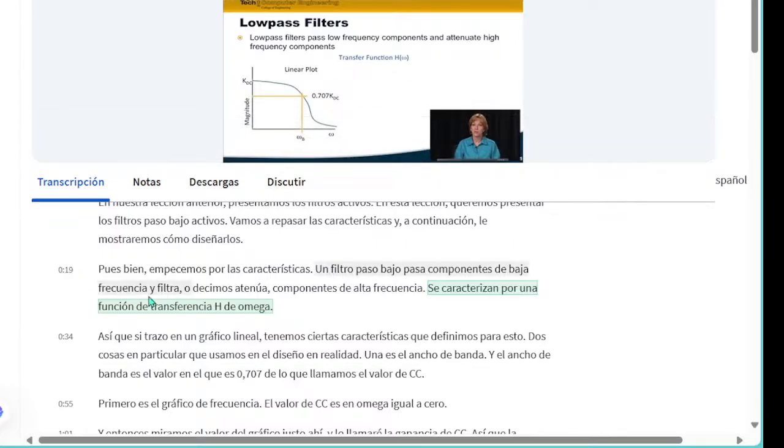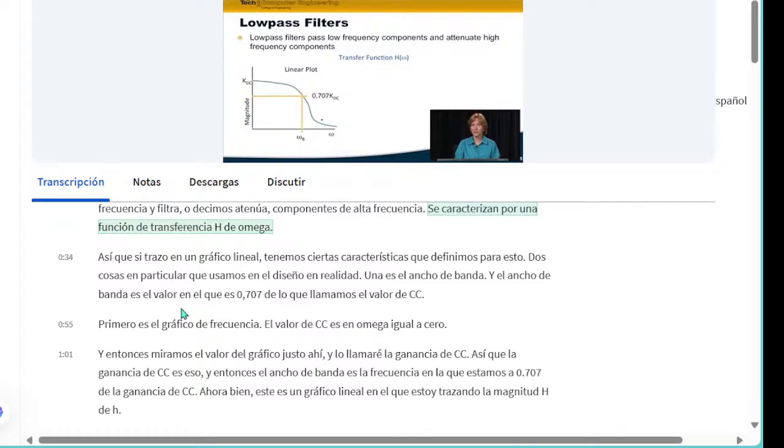They're characterized by a transfer function, H of omega. So if I plot on a linear plot, we have certain characteristics that we define for this. Two particular things that we use in design, actually.